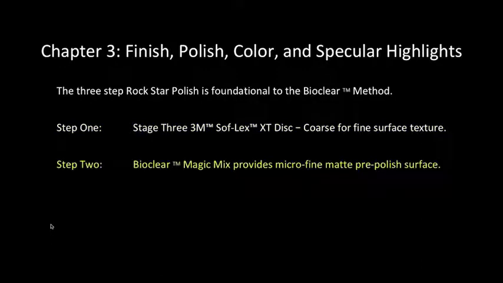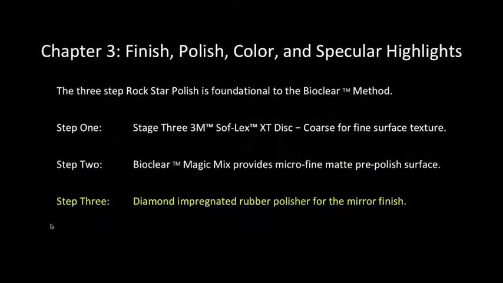So step 2 of the 3-step rockstar polish, we use the magic mix, which is a mix of different grits of pumice, and that is going to give us the microfine matte polished surface before we actually get our mylar finish. Step 3 is where we take a diamond impregnated rubber polisher to the tooth, and it gives us that mirror shine, that reflective surface that is really what the rockstar polish is known for.